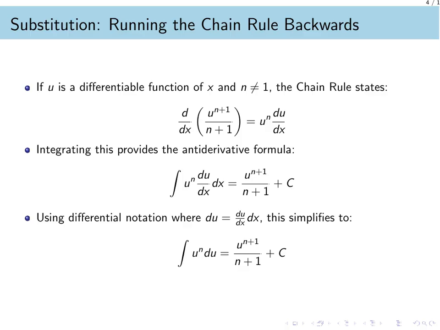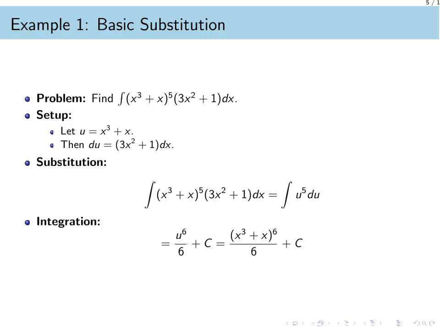By rewriting the integral in terms of u and its differential du, we simplify the expression into a basic power rule form. This allows us to integrate u to the power n directly. This method converts complex composite functions into simple, solvable integrals. We will now demonstrate the basic substitution method with a polynomial example.